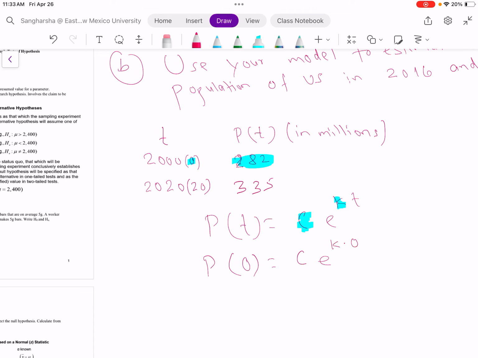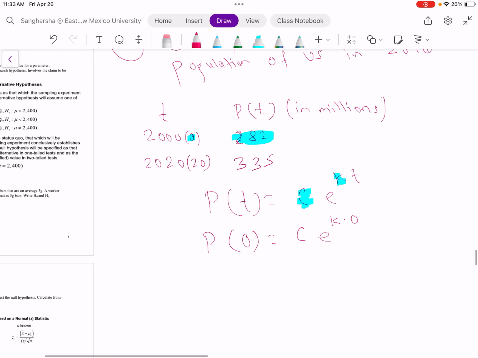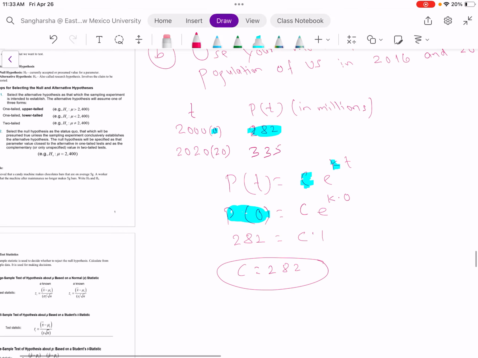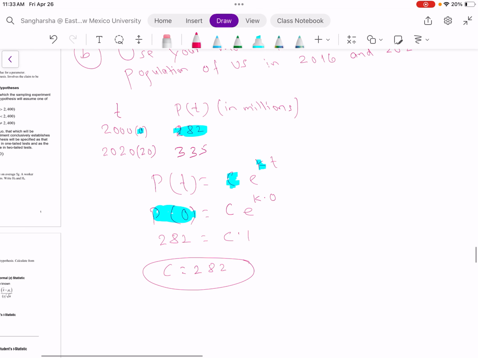So when t is 0, this is the function. Now what do we know about P(0)? What is the population when t is 0? 282, right? So 282 equals c times e to the power k times 0, which is 0, and e to the power 0 is 1. Okay, so our c is 282. We know what c is now. C is 282. Now we need to find k.